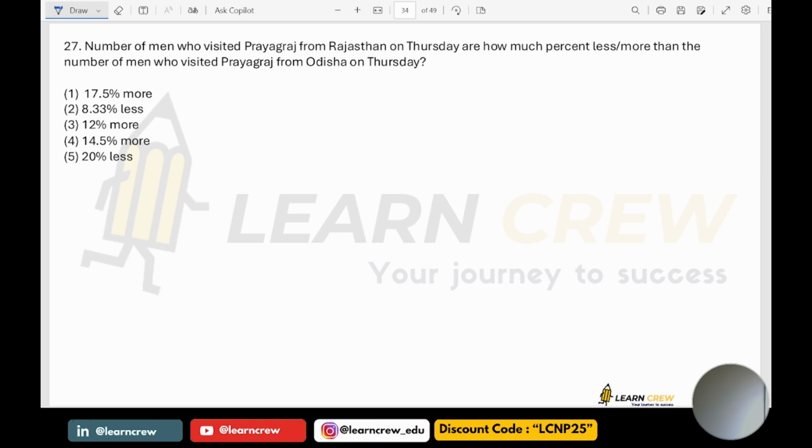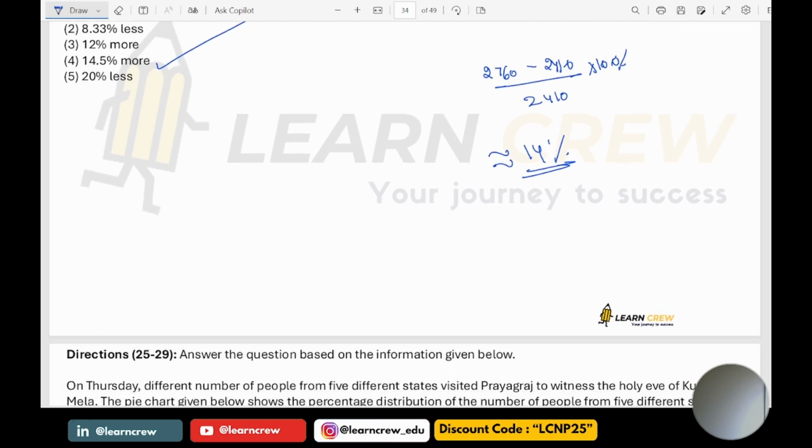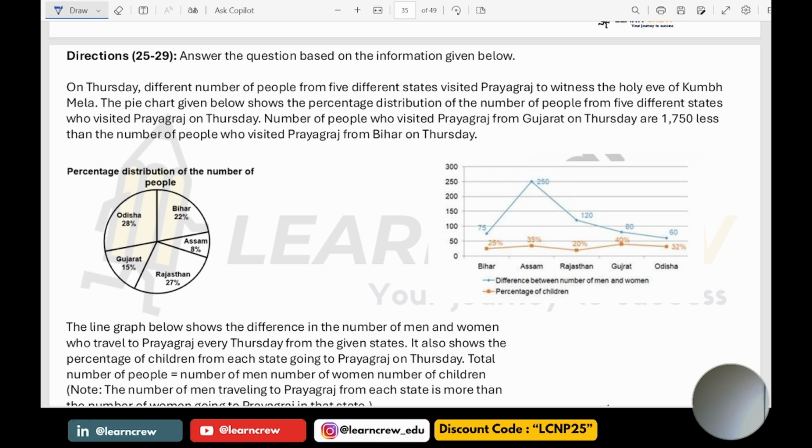The number of men who visited Prayagraj from Rajasthan on Thursday is how much percentage more or less than the number of men who visited Prayagraj from Odisha on Thursday? So 2760 is more than 2410 by how much percentage? If you simplify this, it is approximately 14 percentage. 14 percentage more. So the answer is less than 15, more than 14. So the answer is 4. Now next question.